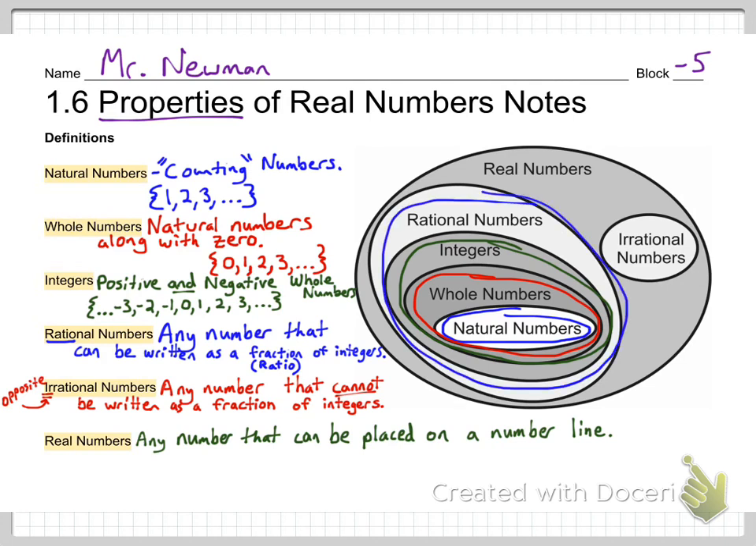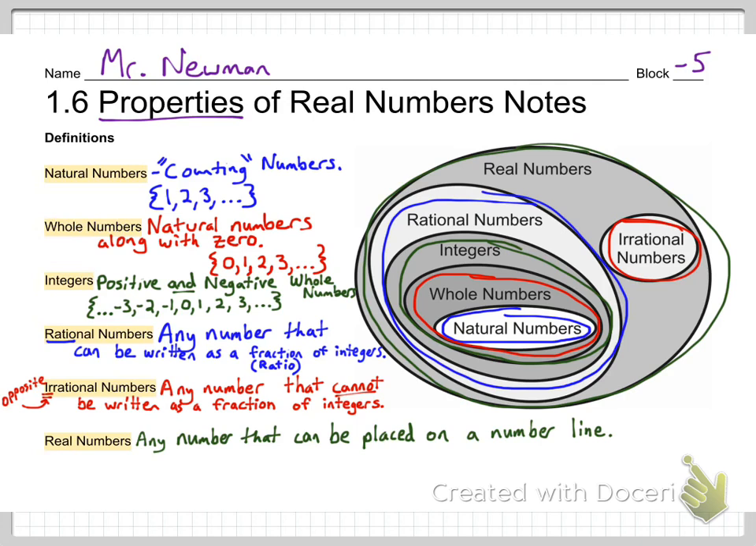Rational numbers include all the integers, and then we get to our first non-inclusive set. So irrational numbers do not include rational numbers. In fact, those are separate. A number cannot be rational and irrational. But real numbers include all of the numbers, rational numbers and irrational numbers.